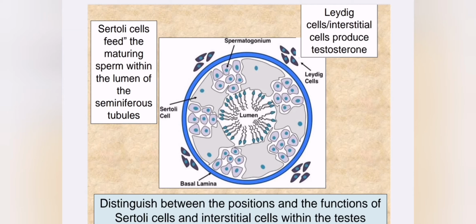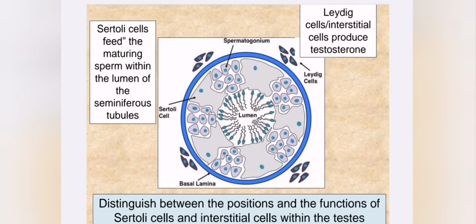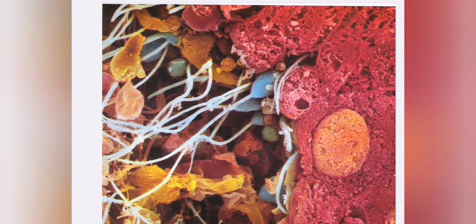On the outside of the seminiferous tubules is where we find these groups of cells called Leydig cells, and they're the ones that make testosterone. If we zoom into one of these Sertoli cells, this is what we'll see. You can actually see the heads of the sperm embedded in the Sertoli cell as it gets food.